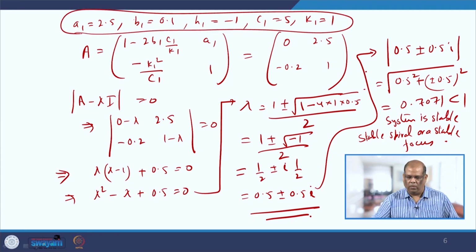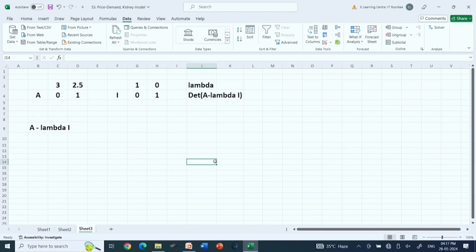Now, let us look into the numerical solutions and visualize the graph with the help of Microsoft Excel spreadsheet. So, I already have the spreadsheet open. Now, this is one small technique which I would like to show you, if you want to calculate eigenvalues with the help of Microsoft Excel. So, the very first thing is I have taken an arbitrary matrix, 3, 2, 0, 1, and I can easily see that the eigenvalues of this are 3 and 1. So, I know the result of this eigenvalue.